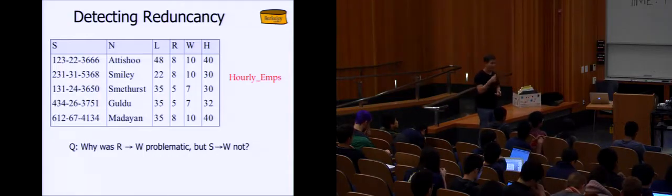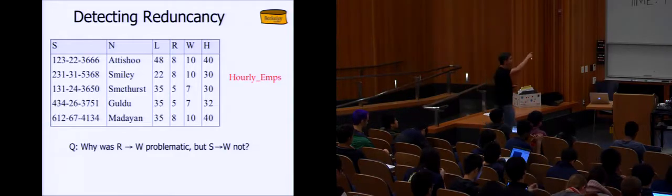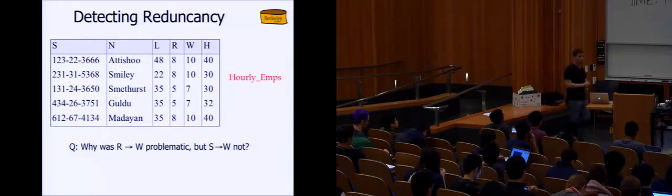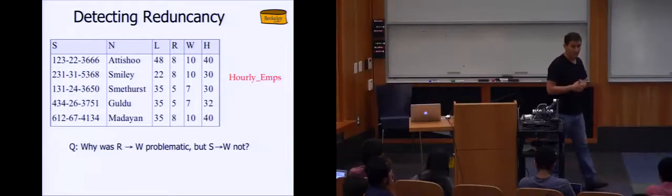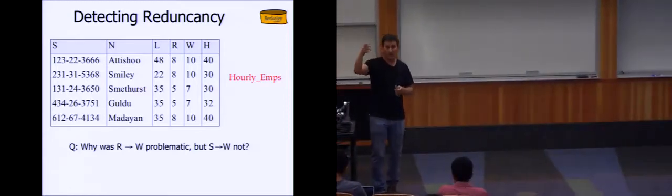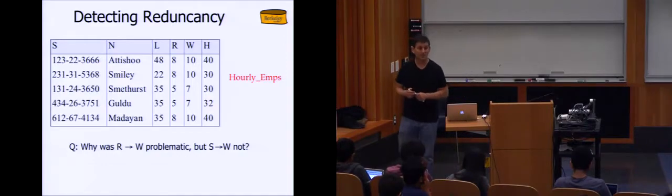The rule is every person has a wage, but every person's unique, so that's fine, right? So when there's no redundancy, this is not a problem. This functional dependency is not a problem. The problem was R is not a key, which means there are many copies of the same R, and that redundancy with respect to W then leads to these potential anomalies.